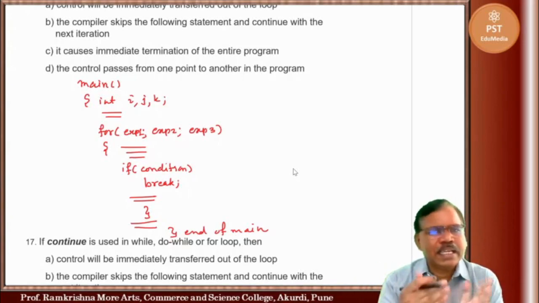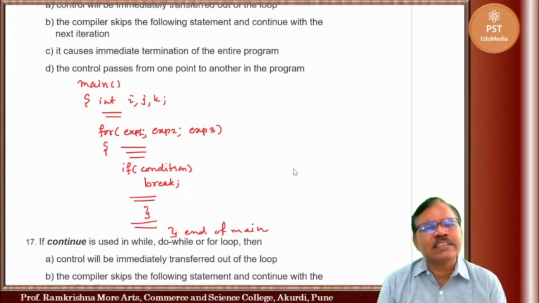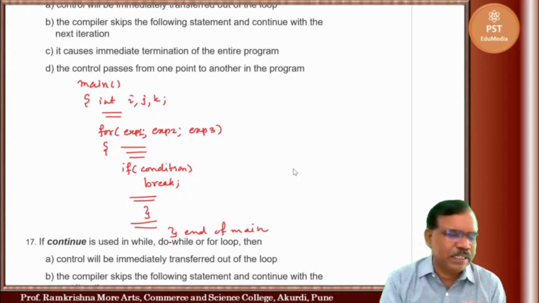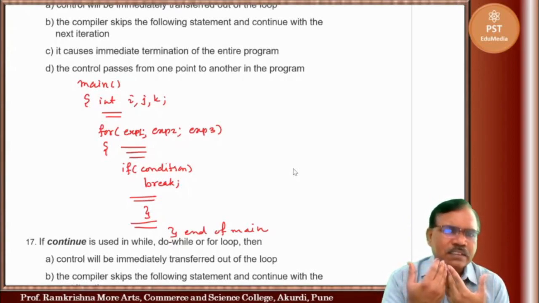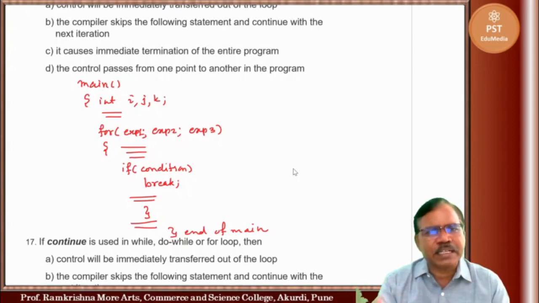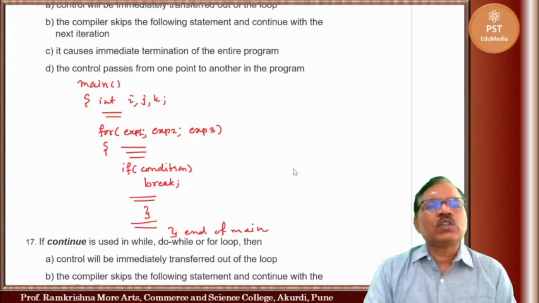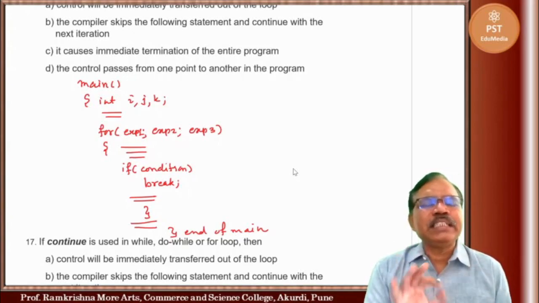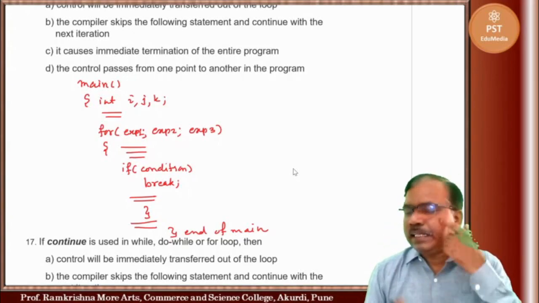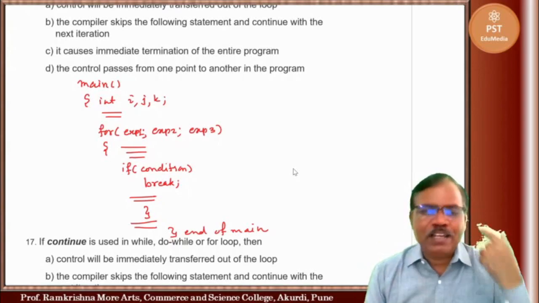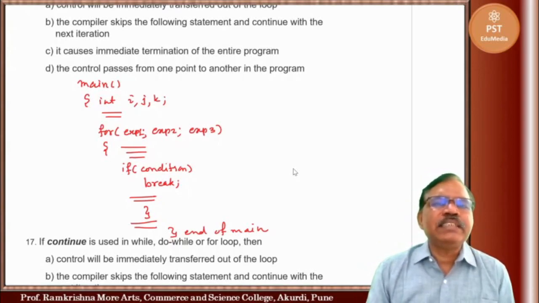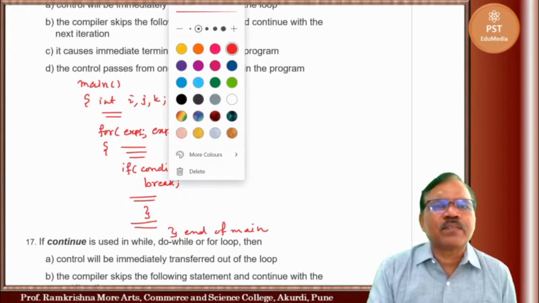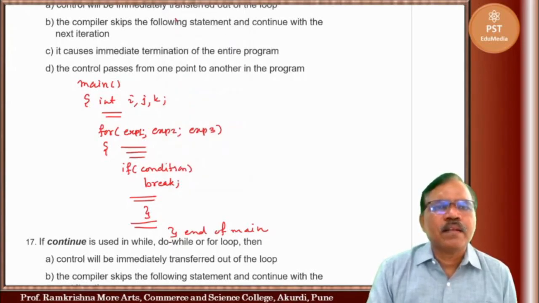So int i j k means that is declaration of variables. Then after declaration you may have number of statements, means assignment statements, clear screen, printf statement, scanf statement and so on. So with some initial values you will enter in the loop. Expression 1 means initial condition, initial expression, initial value. Expression 2 is nothing but condition.